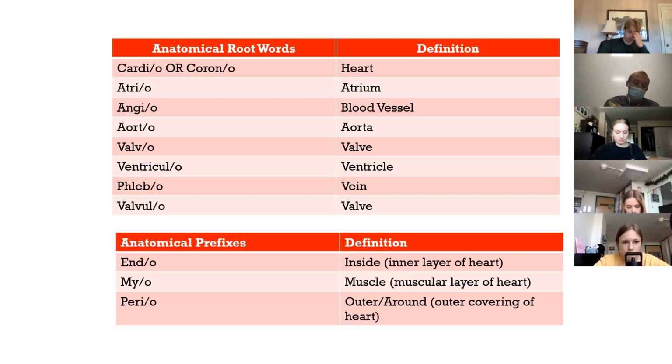Okay, here we go. Angio, that is the anatomical root for blood vessel. Aorta, right? Valvo or valvulo means valve. Ventriculo, ventricle, and phlebo or flebo, you will hear it pronounced both ways, means vein.